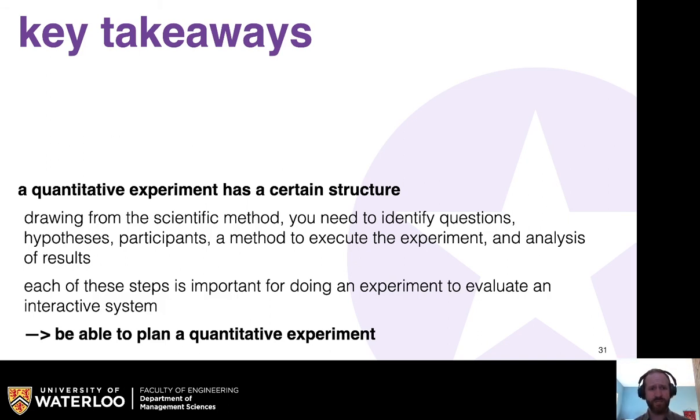So the key takeaways from this lesson are that a quantitative experiment has a certain structure. Drawing from the scientific method, you need to identify questions, hypotheses, identify your participants, create a method to execute the experiment, and do analysis of the results. Each of these steps is important for doing an experiment to evaluate an interactive system, so make sure you're able to plan a quantitative experiment.